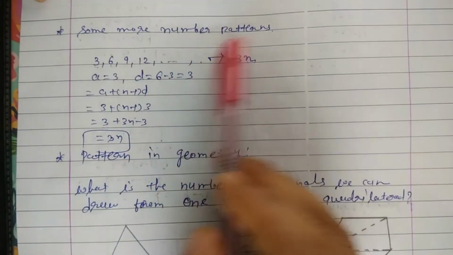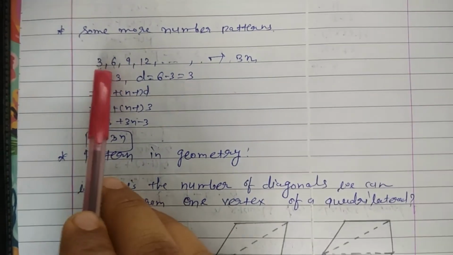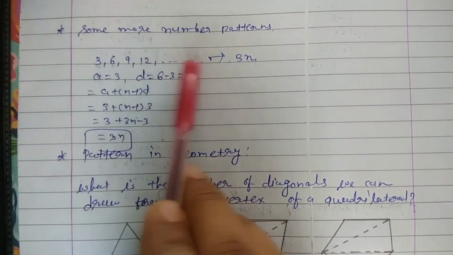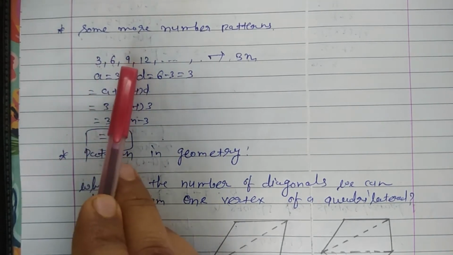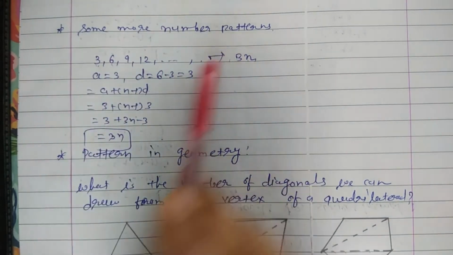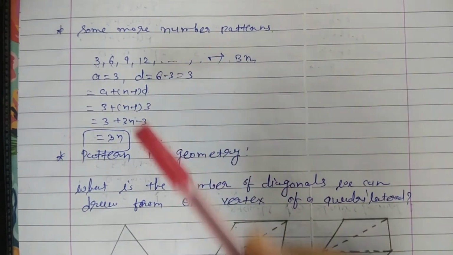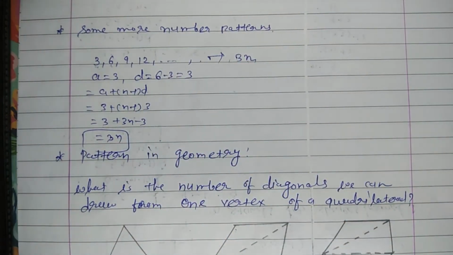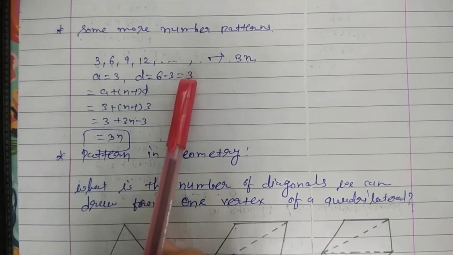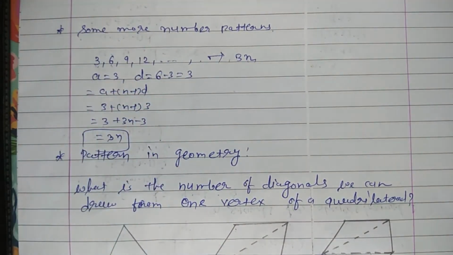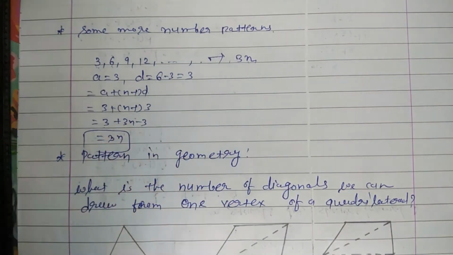Next, some more number patterns. Here 3, 6, 9, 12. This is one progression. First term is 3, second term is 6, third term is 9. So in general we can write it as 3n. We can use the same arithmetic progression. a is equal to 3, the difference is 6 minus 3, that is 3. And when we use this formula we get 3n.